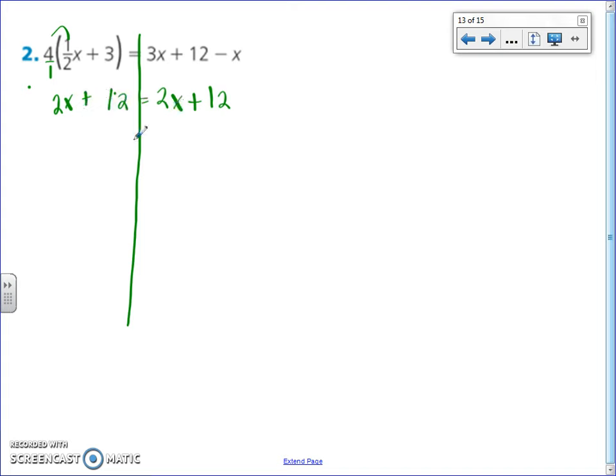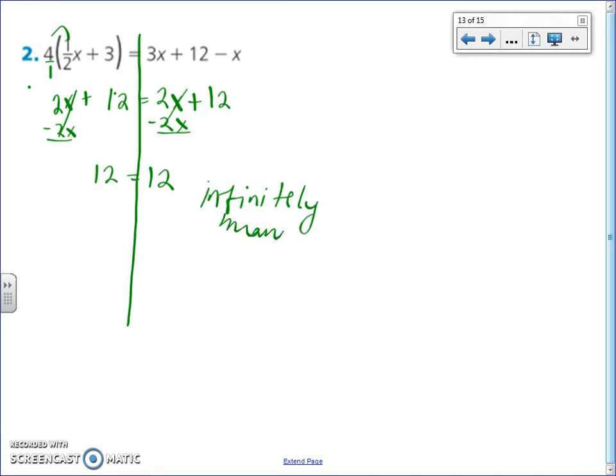I can already tell here that they're the same, but I want you to take it to where you are subtracting the variables from both sides, getting the variables to the same side. When that happens, these are going to cancel out, and I'm going to get 12 equals 12. 12 will always equal 12, so this is an infinitely many solutions problem, meaning that any number I can plug in for x and it'll give me the same answer.